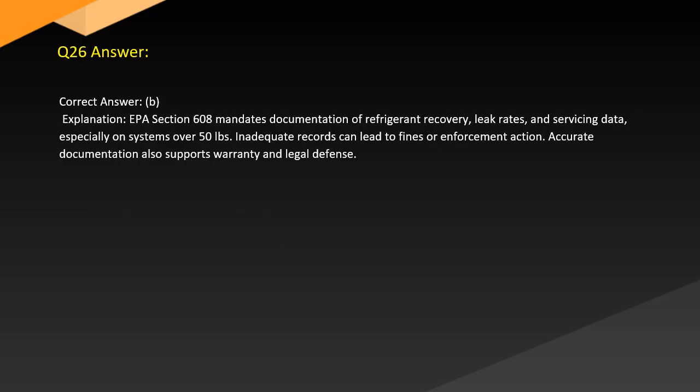Answer. Correct answer: B. Explanation: EPA Section 608 mandates documentation of refrigerant recovery, leak rates, and servicing data, especially on systems over 50 pounds. Inadequate records can lead to fines or enforcement action. Accurate documentation also supports warranty and legal defense.